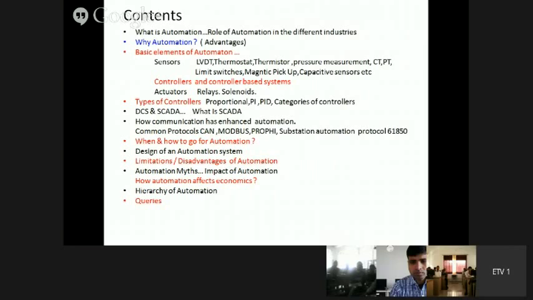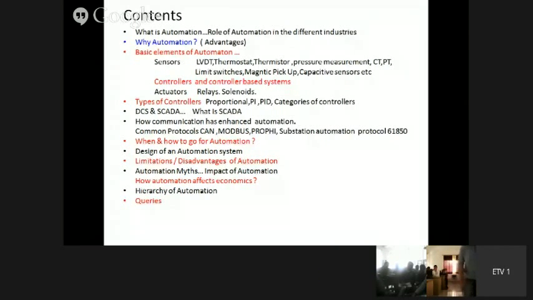Whenever you talk of automation, it means people may lose their jobs. The number of people may be reduced in a job. So that is a bad effect of automation. Economically, it is increasing, no doubt. Automation is very, very enriched economically. But to some extent, job propagation is very difficult. How automation affects the economics, that's very important to know. Then hierarchy of automations, and finally we'll have certain queries.